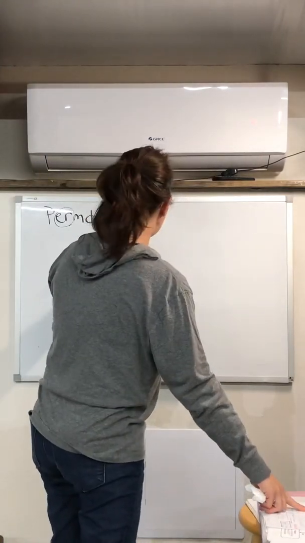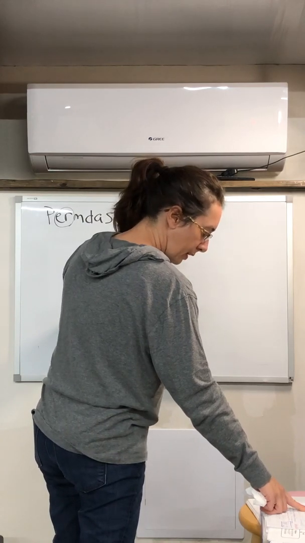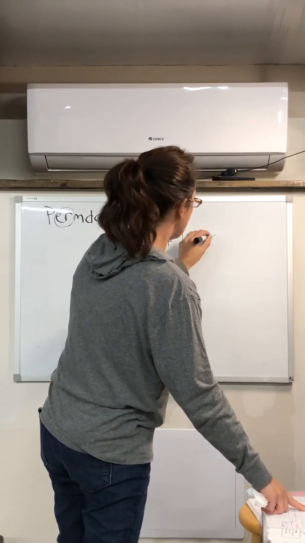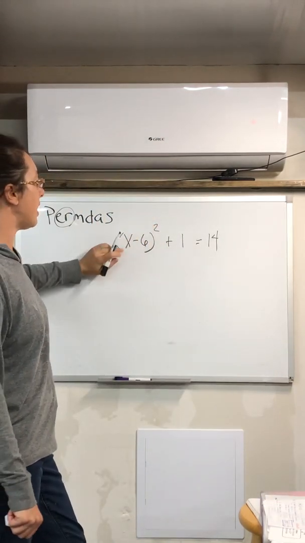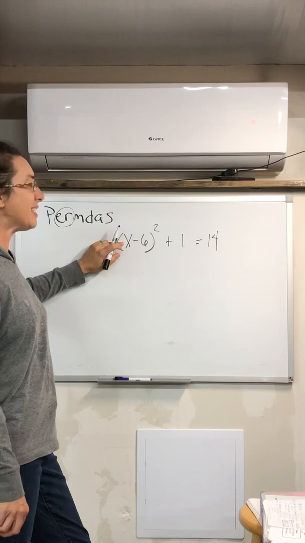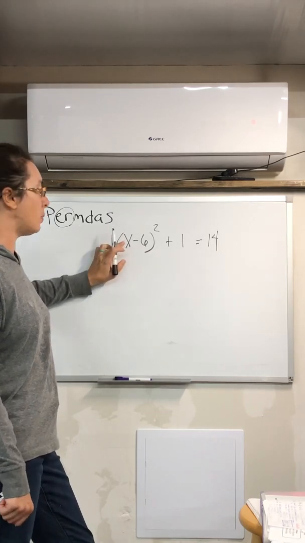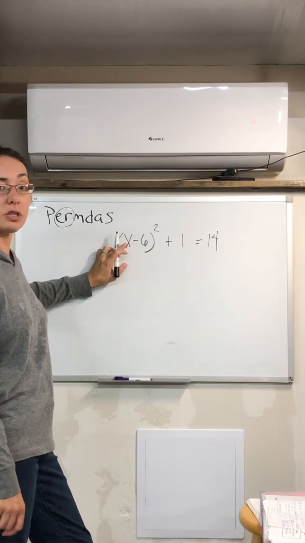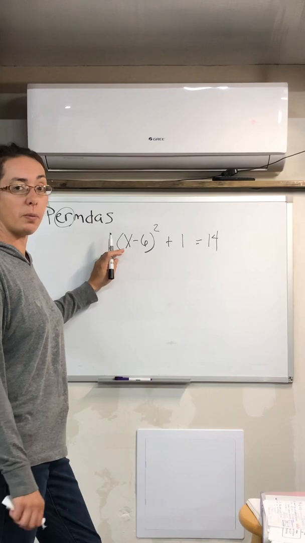All right, so we have x minus 6 squared plus 1 equals 14. Okay, so in this one, we still have an x squared value. At this point, it doesn't do me any good to multiply this out because my goal is I want to get x all by itself. I want it in the smallest form. So if I multiply it out, I've caused myself a whole lot more problems.